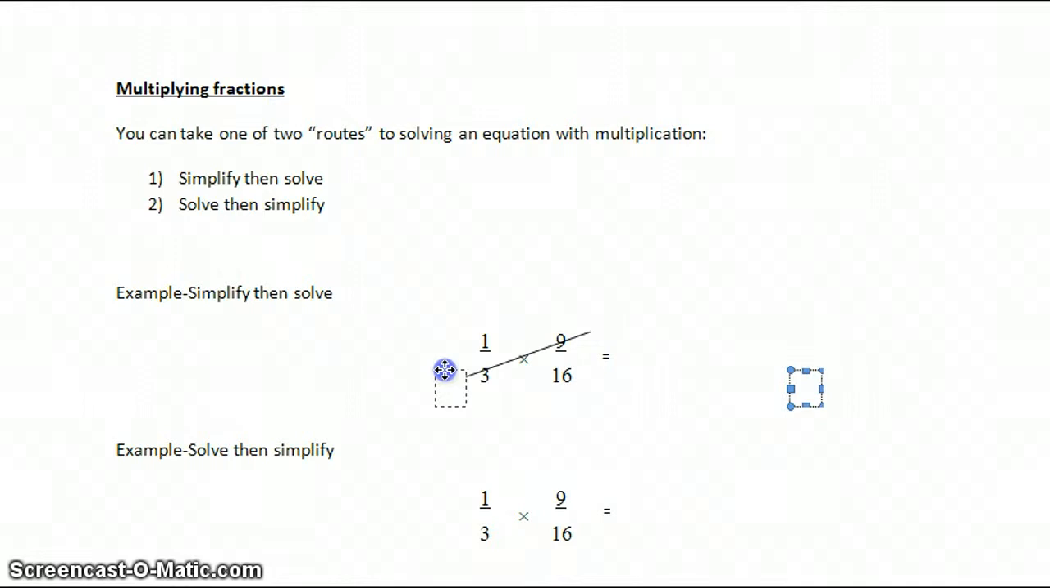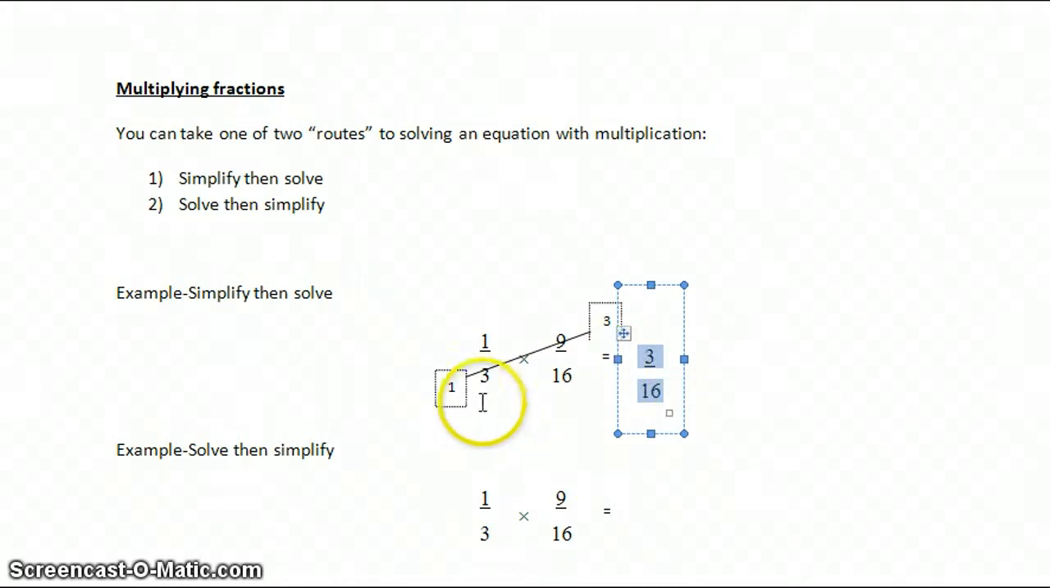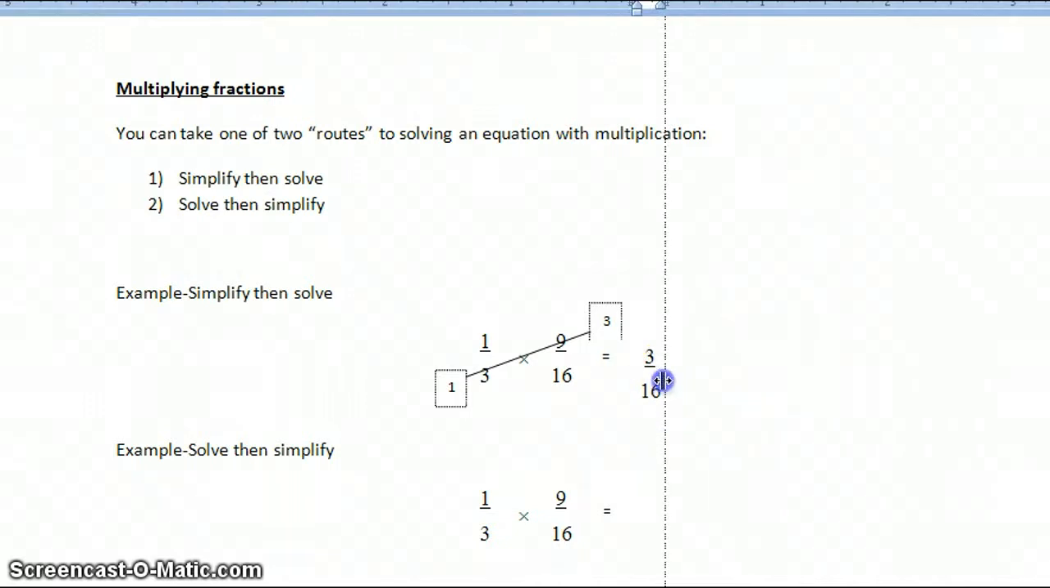That went the wrong place. So, for example, I'll say 3 divided by 3 is 1, and then I'll say 9 divided by 3 is 3. I can also try it the other way with 1 and 16, but my greatest common factor with 1 and 16 is just 1, so there really won't be any simplifying there. So then I'll just multiply across. 1 times 3 is 3, and 1 times 16 is 16. So my answer is 3/16.